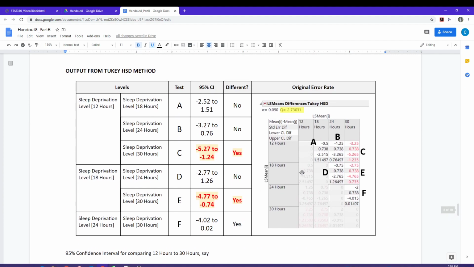So with these comparisons here, in the 95% confidence intervals, what you want to do is actually look for the ones that are in red. JMP indicates the reds are ones that do not contain 0 and would be the significant differences. So here I have differences again between 12 and 30 and 18 and 30.